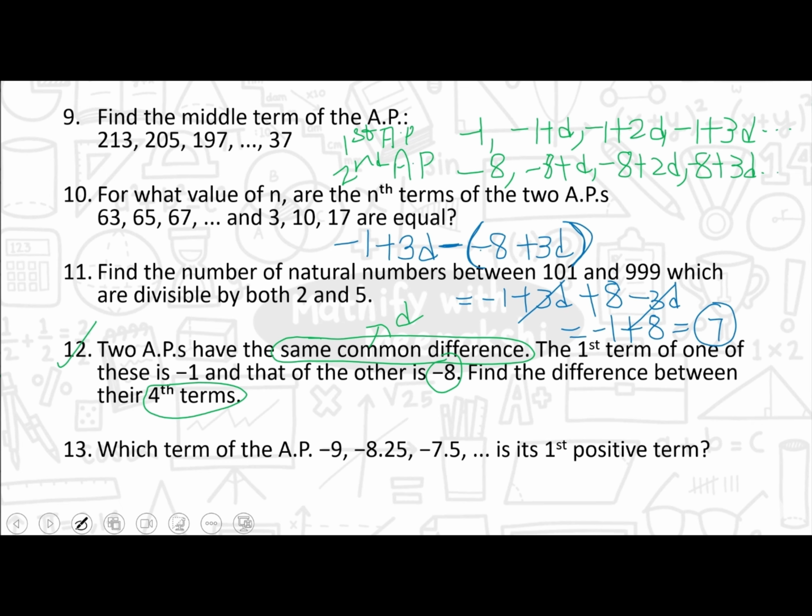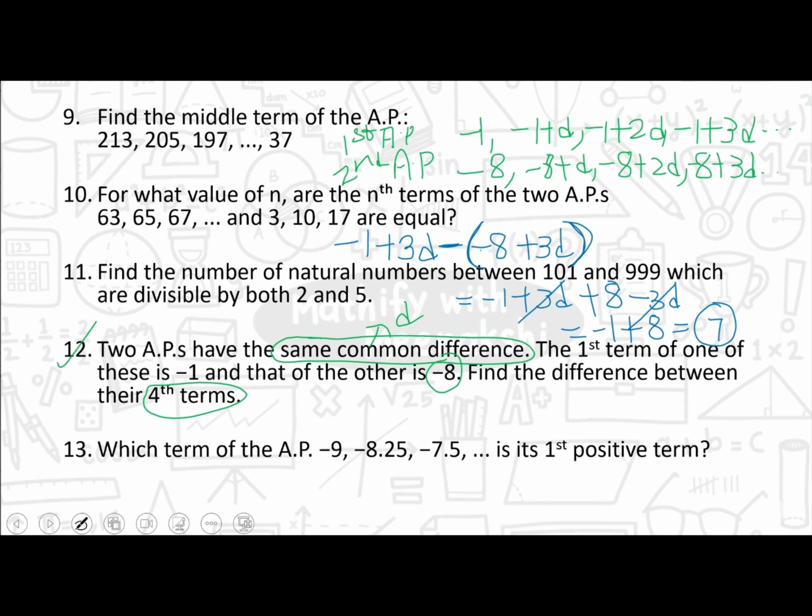So what you observe here is that it's easy because they asked for the fourth term. Even if they ask for the 40th term, you can simply write minus 1 plus 39d minus, in bracket, minus 8 plus 39d. 39d you will cancel out, and you are just left with minus 1 plus 8, and that is 7. So the answer for this type of question is always the difference between the first terms whenever your common difference is the same.